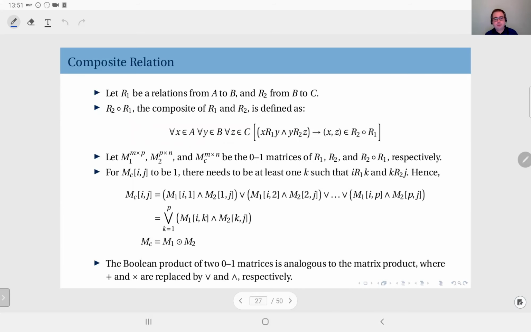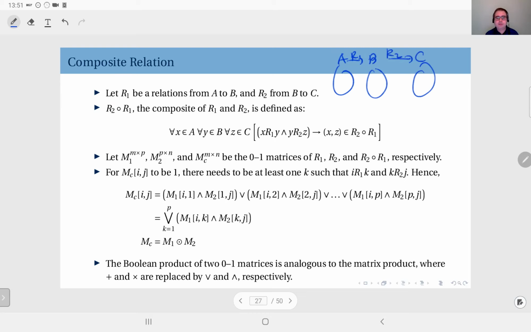The next concept we are going to talk about is composing relations, the composite relation. This is quite important. And here, be careful about the setting. Relation R1 from A to B and relation R2 from B to C. So it's like R1 from A to B and R2 from B to C. Okay, so these are important.